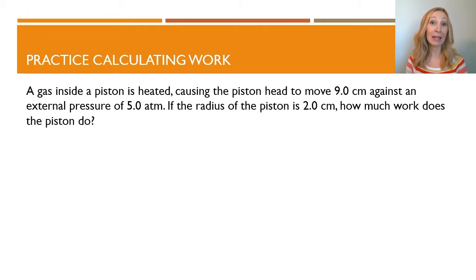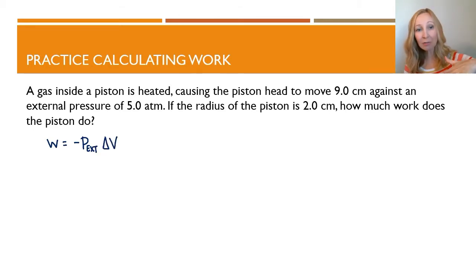If we have a gas inside of a piston, and the gas is heated, and it causes the piston head to move 9.0 centimeters against an external pressure of 5 atmospheres. Now the radius of the piston is 2 centimeters. How much work does the piston do? So here's our work equation. Work equals negative the pressure of the external force times the change in volume. So the pressure, the external pressure, is 5 atmospheres.